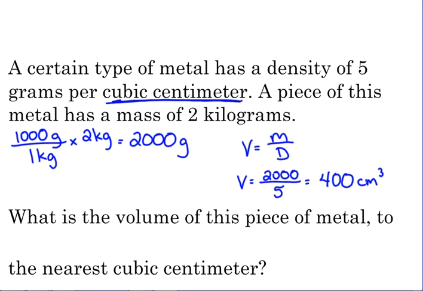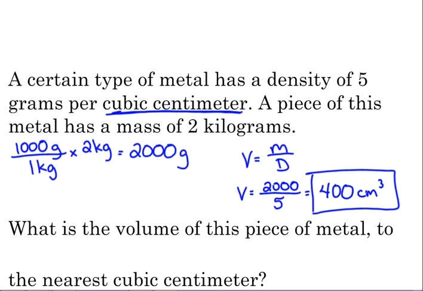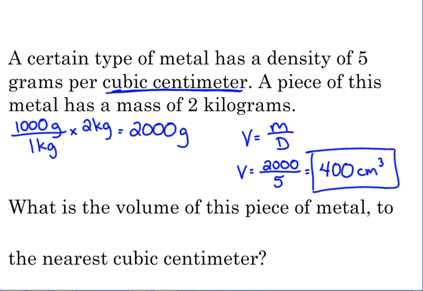Our density told us what those units are. The density was in grams per cubic centimeter. The grams is the mass. The volume is the cubic centimeters. All right, so very important. Always, always, always check your units. Make sure those agree. And then sometimes you'll have to calculate the volume.